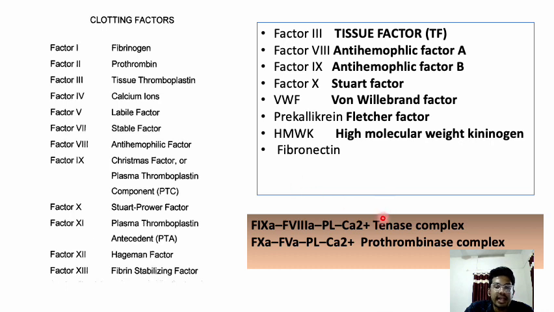And here you can see that I have added a tenase complex and the prothrombinase complex. This is also very important. You have to study which factors are in the tenase complex and which factors are in the prothrombinase complex. I will deal with this in the subsequent slides, but for the time being, study that factor 9 combined with factor 8, both in their active forms, with the phospholipids and calcium, is the tenase complex. Factor 10 activated and factor 5 activated, with the phospholipids and calcium, form the prothrombinase complex.